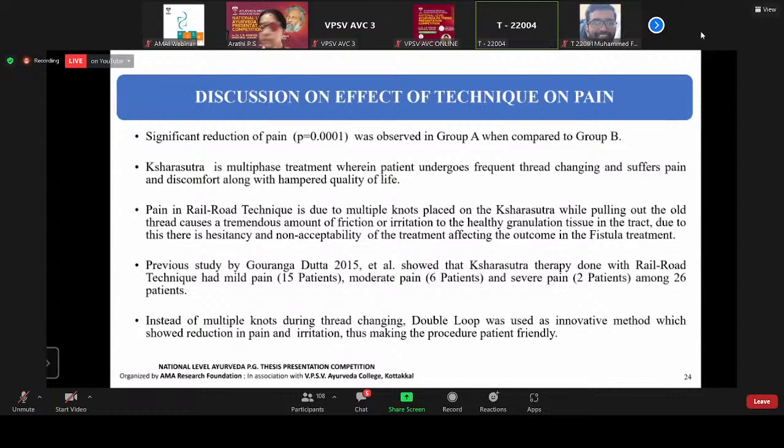A previous study by Gopal Dutt et al. 2015 shows that Kshar Sutra therapy done with the railroad technique had mild pain in 15 patients, moderate pain in 6 patients, and severe pain in 2 patients among 26 patients. The series of multiple knots during thread changing is replaced by the double loop, an innovative method which shows reduction in pain and irritation, thus making the procedure patient friendly.